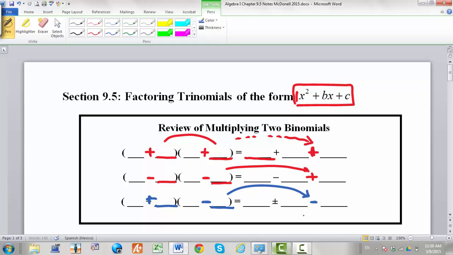And so these three basic ideas are going to help us do what we call factoring a trinomial, and it's going to end up factoring into two binomials. Let me show you what that's going to look like.